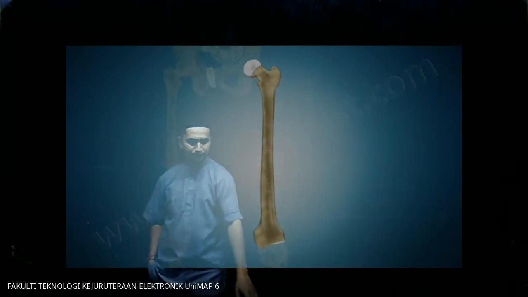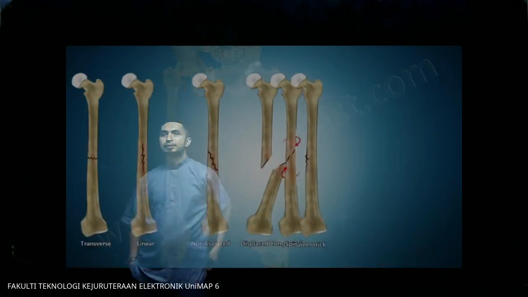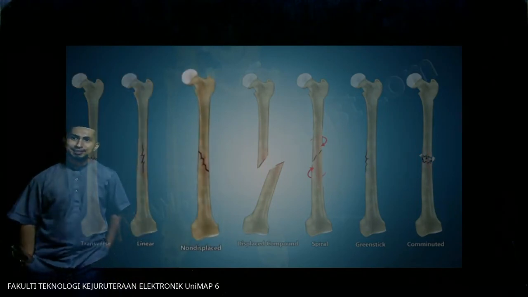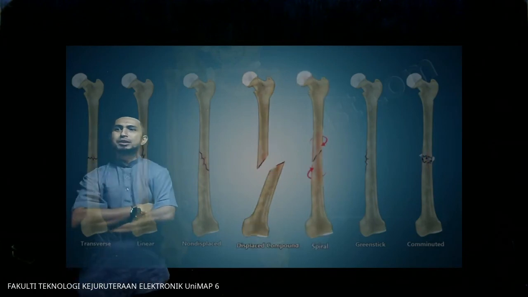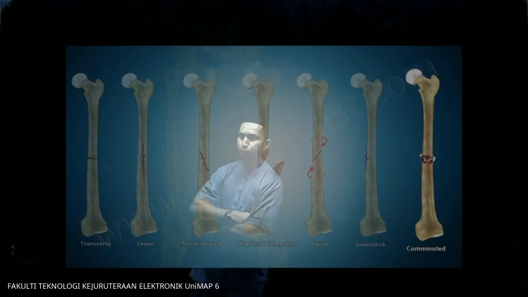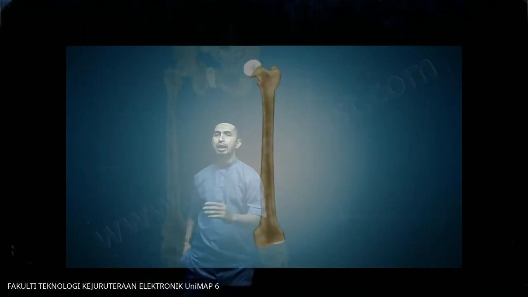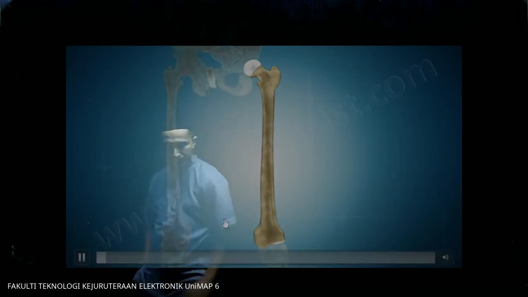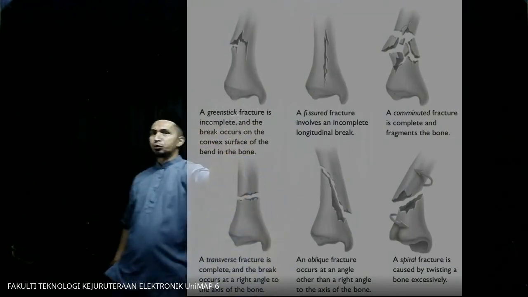There are many types. Again, I play it once more. Transverse, linear, non-displaced, displaced, compound, spiral, greenstick, and also the last one, comminuted. There are other types of fracture. You can find them in your books or other references. Here we have greenstick fracture. What is greenstick?